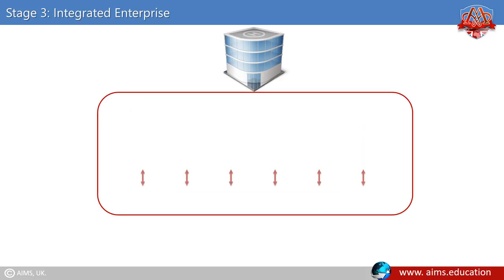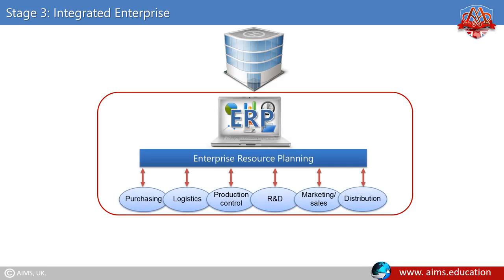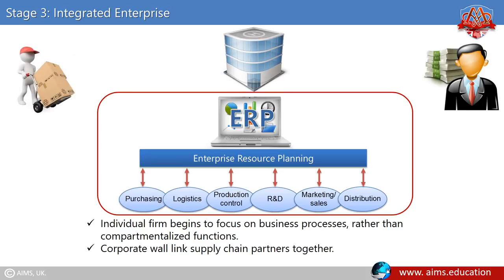Stage 3. Integrated enterprise. These organizations are fully integrated between departments using Enterprise Resource Planning, or ERP. This is a prelude to end-to-end supply chain management, as explained in the exhibit below. The individual firm begins to focus on business processes rather than compartmentalized functions. A corporate wall links supply chain partners together.